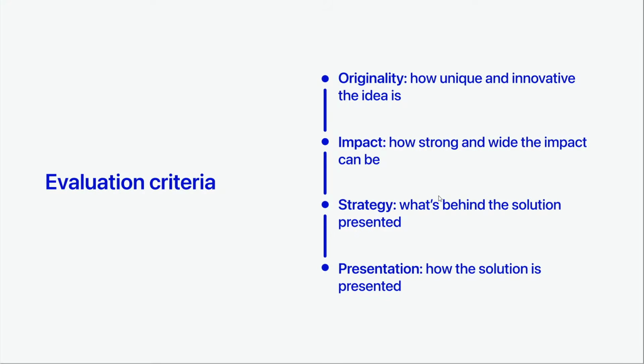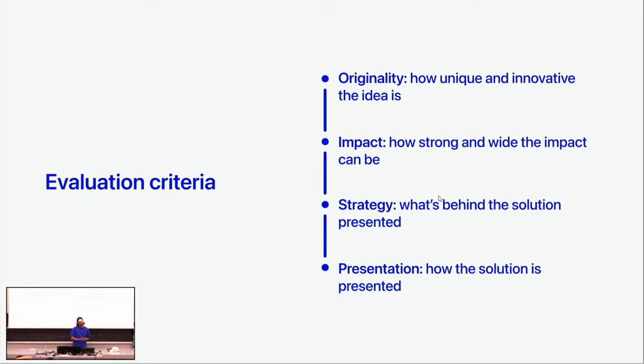Impact: how strong, and also how wide the target audience can be, how helpful it can be for them, and so on. Strategy: this should be called not really strategy, but more like design thinking. We want to see the design process that brought you to that solution, with what you considered in terms of requirements, and what you analyzed about the target.